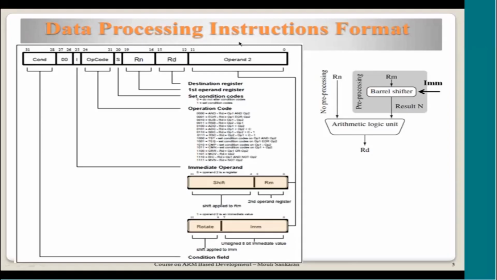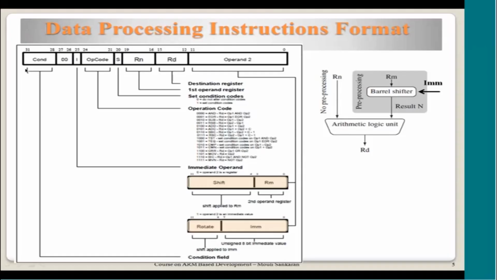Now what am I showing here? This is the format of an instruction. If you remember, the ARM instruction is 32 bits wide. All instructions are 32 bits. So you should remember that.